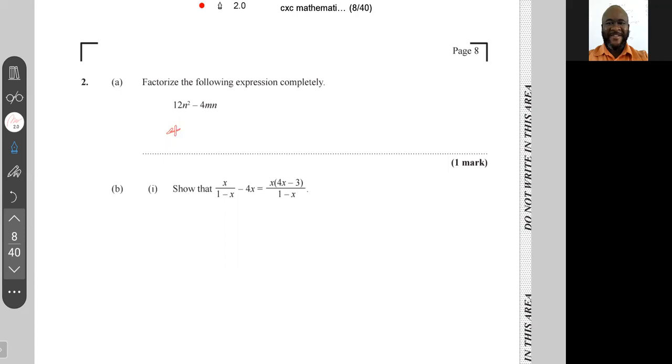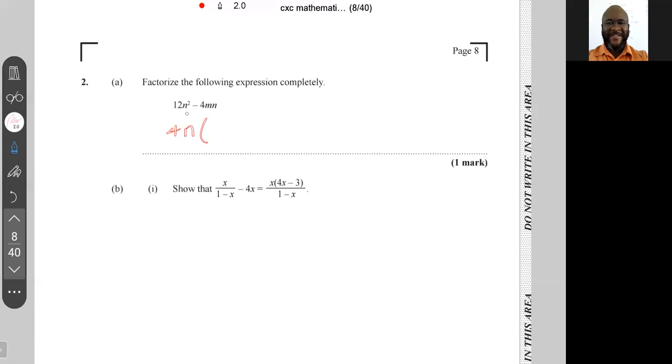I look and I can see that n is also common. And the highest power would be the n with the lowest power. So that is n. So the HCF that I'm going to put outside the bracket is 4n. So the first thing I do is I look to see if there are any common factors. Once there is a common factor, I'm going to put the HCF outside of the bracket. So the HCF is 4n, then I'm going to divide.